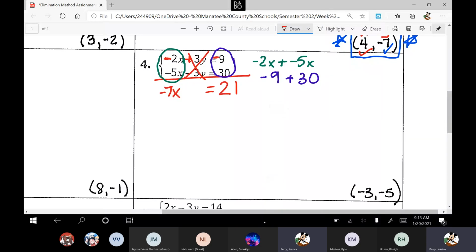And we get 21. Perfect, good job. Now we just need to solve for x. Go ahead and solve for x. I'll give you guys like 30 seconds. Solve for x. Don't type in the answer yet. Just solve for x. Not yet.